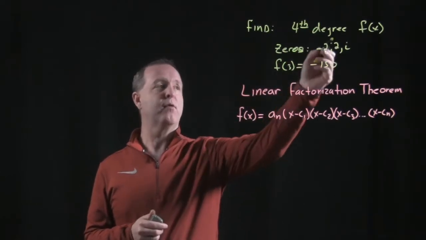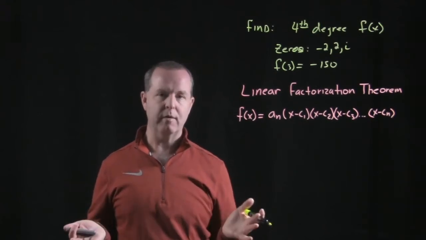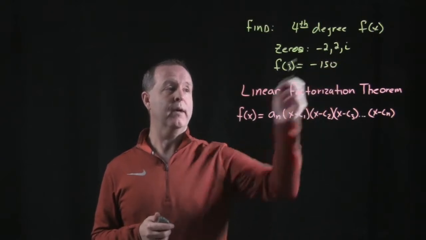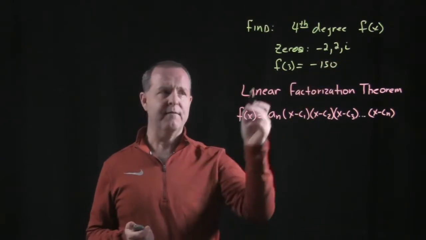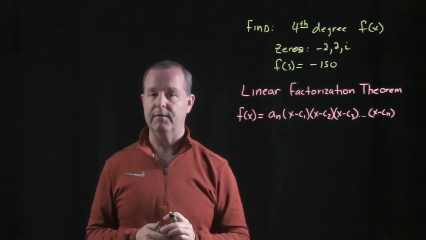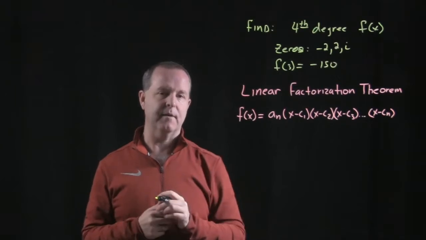I want to find a fourth degree polynomial function with real coefficients. I know it has zeros at -2, 2, and i. And I also know that if I evaluate it at 3, f of 3 produces a result of -150. So there's enough information to determine the function that this came from.